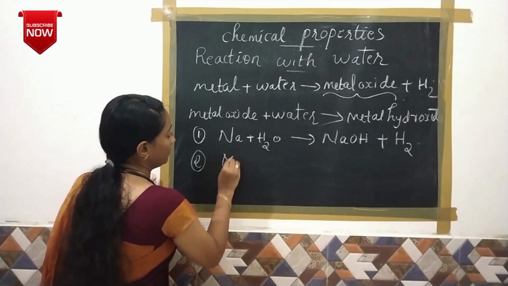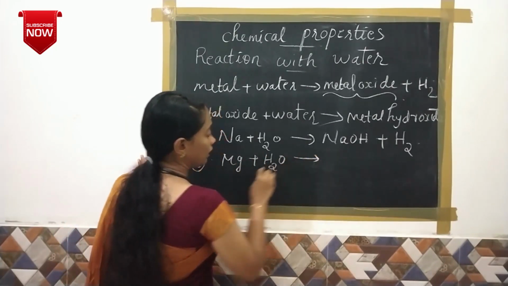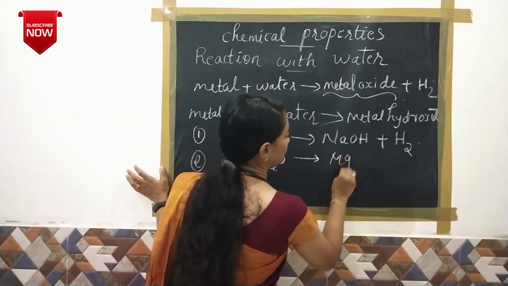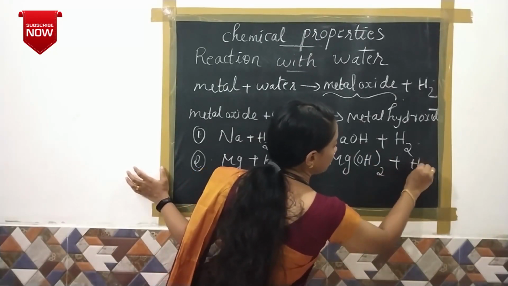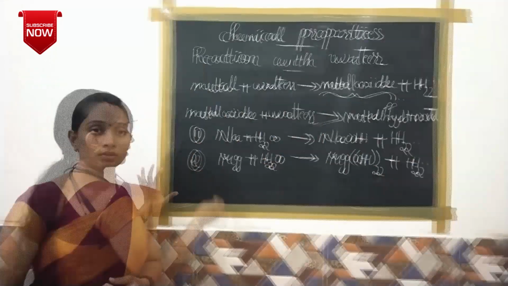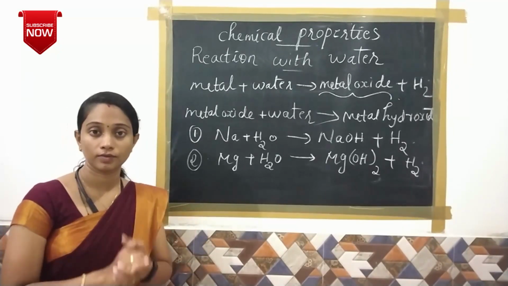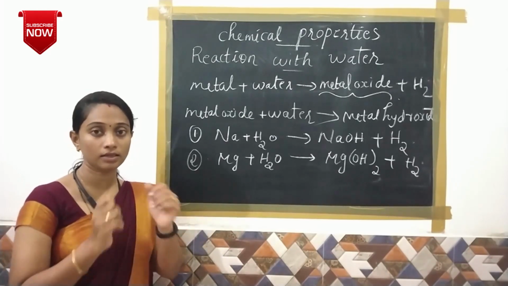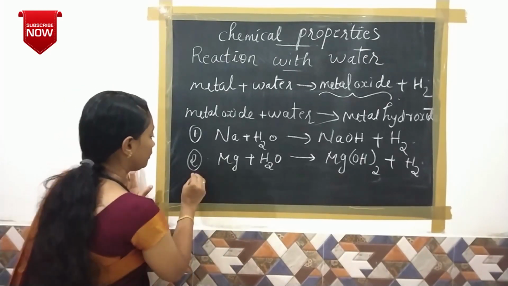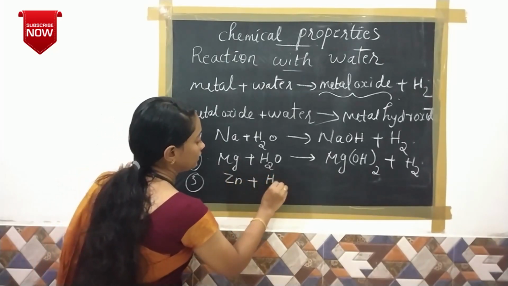Magnesium is reacting with the water, producing magnesium hydroxide along with hydrogen gas. And the third example, zinc. Zinc does not react with the water, but it reacts with the steam, and they produce zinc oxide and hydrogen gas.